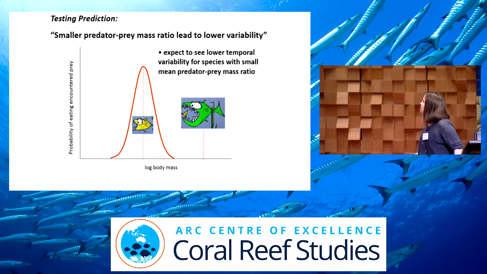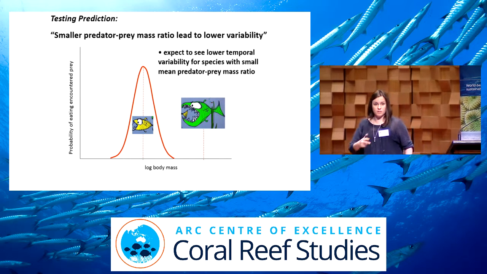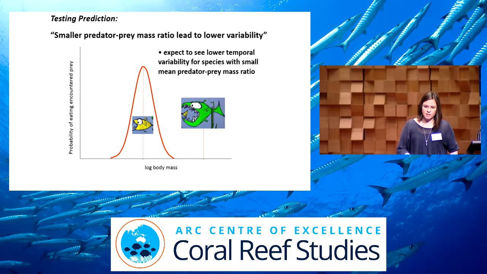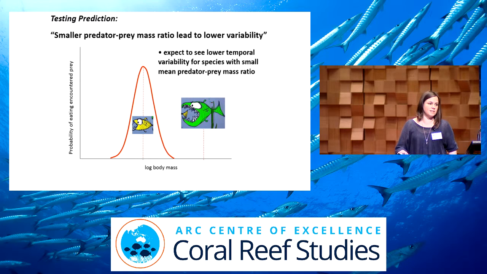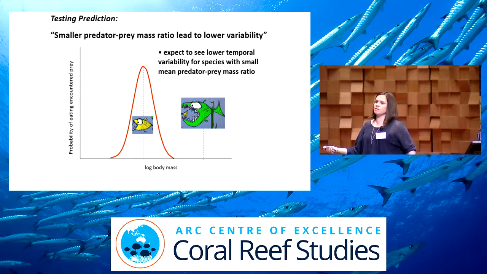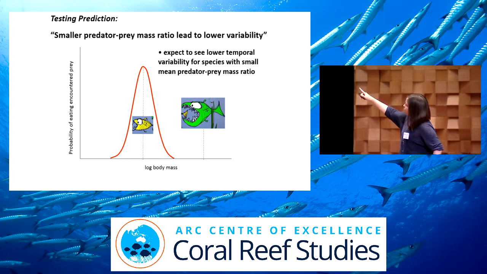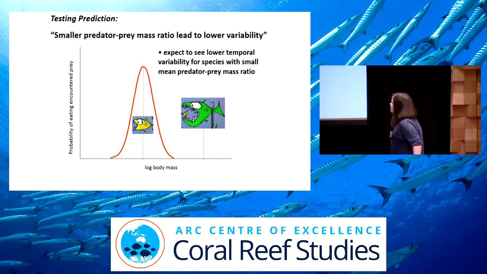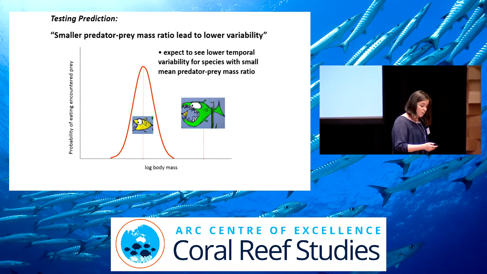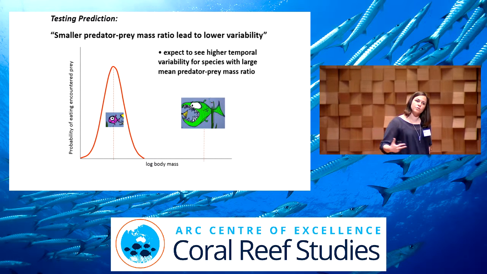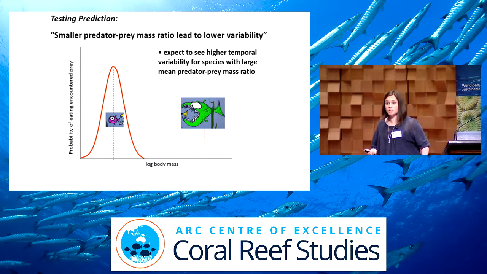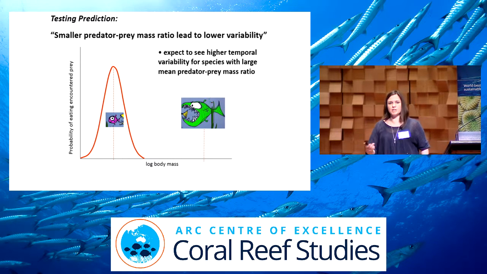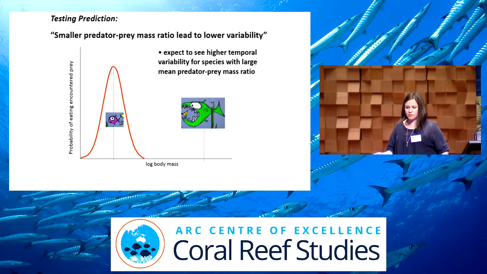One of the most common predictions across all the different models is that smaller predator-prey mass ratios lead to higher resilience. And what we would expect to see in real data would be lower variability of time series. So right here we can see the predator. It's feeding on this range of prey sizes, but the cute little prey here is not too far away from its own prey size. And as your prey moves further away from your own body size, what the models show is that this leads to a reduction in resilience. So here we would expect to see much higher temporal variability for species with a large mean predator-prey mass ratio.